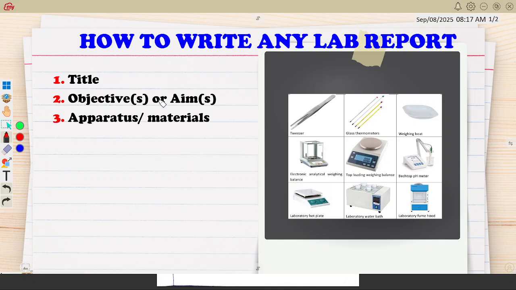And then we have apparatus and materials. Ensure you write this part for those doing natural sciences. For medicine, biomed and pharmacy and other programs, this is not very important.